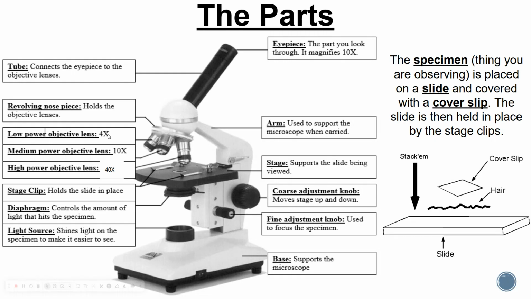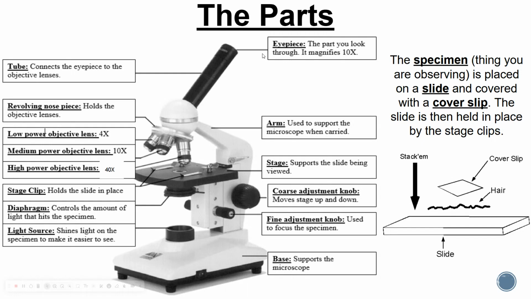There's a low power, a medium power, and a high power. And some microscopes will have more. But it's usually written on it 4, 10, or 40. And so what that means is that one of these would magnify by either 4, 10, or 40. So if I choose the low power, that magnifies by 4 times, the medium power by 10 times, and the high power by 40 times.